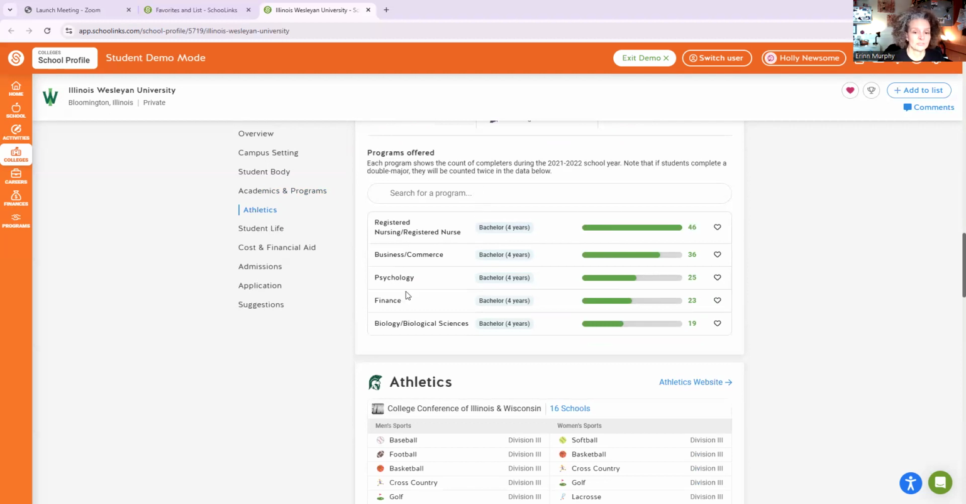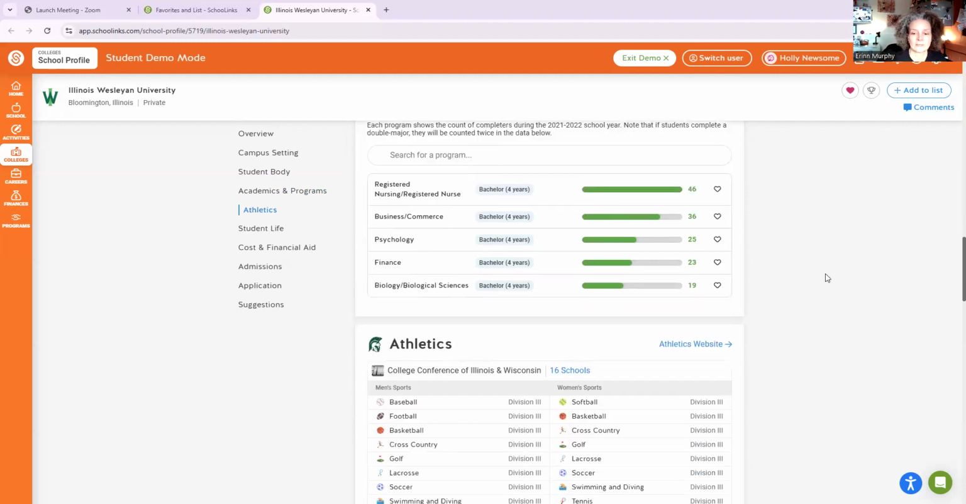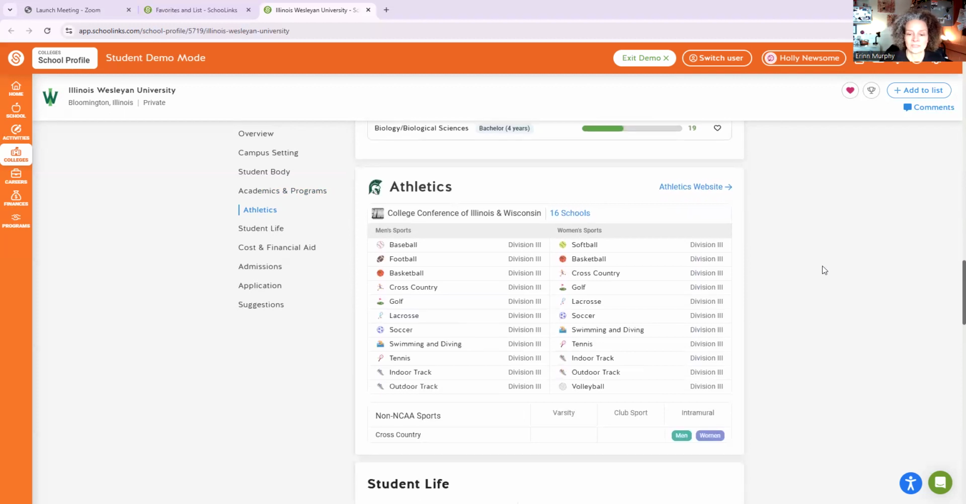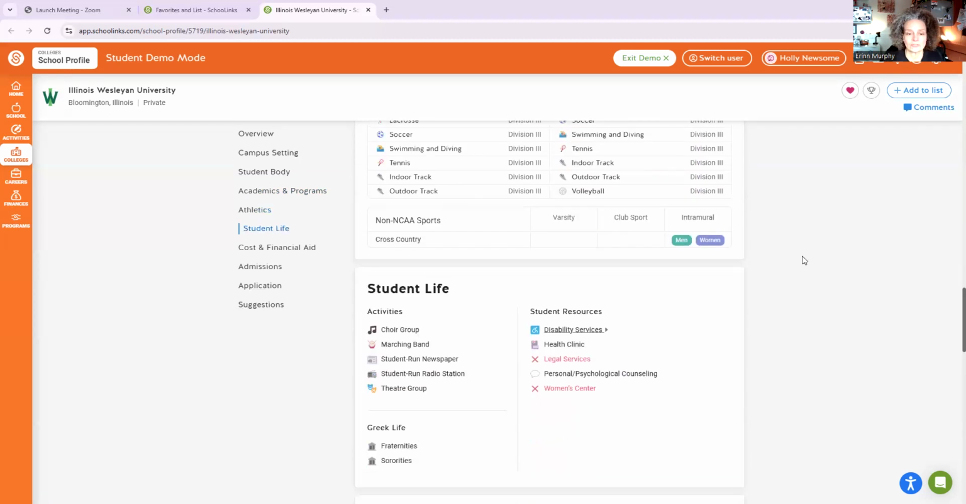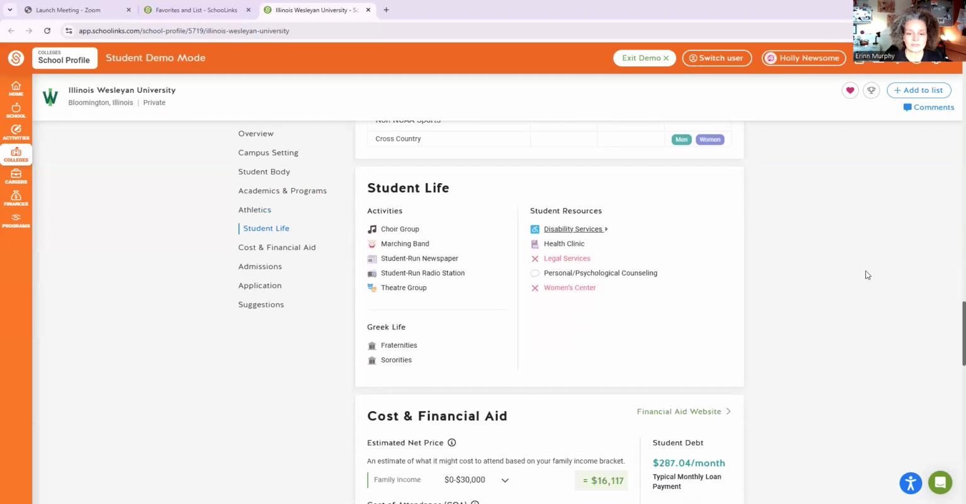And again, just because the interest area that you have doesn't show up in these top 5 or 6, doesn't mean you should nix it from your list. That just means it's not among the most popular for that campus. Doesn't mean it doesn't exist there. What's the athletics like at that school? What sports are offered? You can go directly to the athletics website and see. You can see they're a Division III school. What are the student life services?